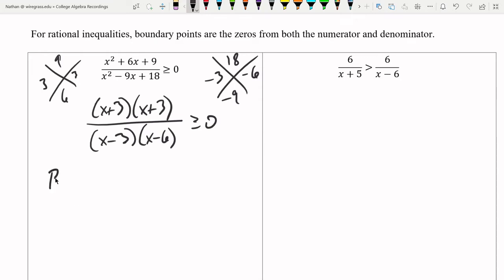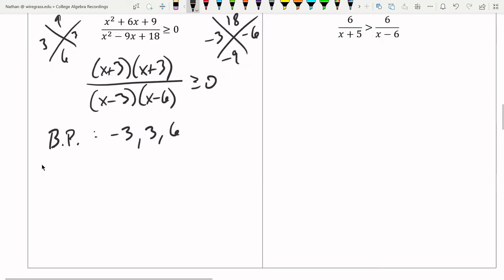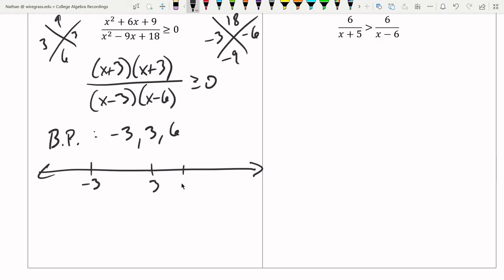And our boundary points are the zeros from the top and bottom. So it's going to be -3 from the top. That's twice, but that's fine. On bottom, we get +3 and +6. So we have 3 boundary points. That means we're going to have 4 intervals: -3, +3, and 6. So we can, of course, test the points. We can test something like -10. We can test 0, test 4, and test like +10.